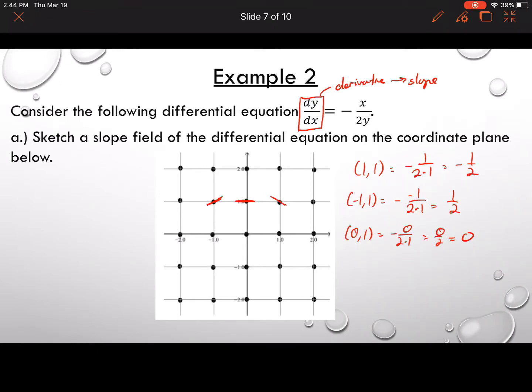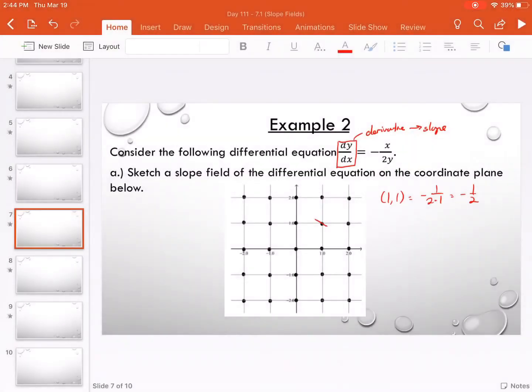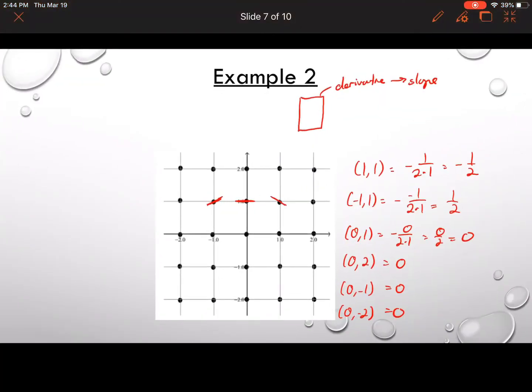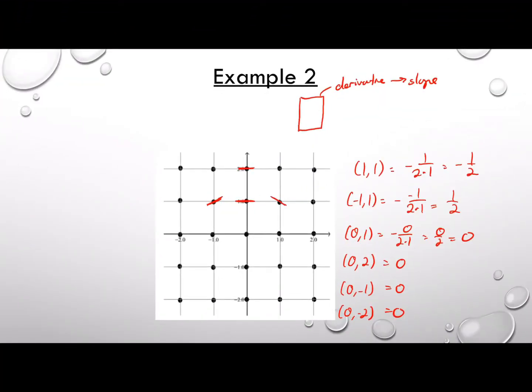And for good measure, let's do these next three, which actually also end up being 0. So 0, 2, 0, negative 1, 0, negative 2. Those are all 0 because the x value ends up being 0. And if you plug in 0 for x, it makes your whole fraction equal to 0. So the slopes at those are 0 as well. So you get 0 here, 0 here, 0 here.